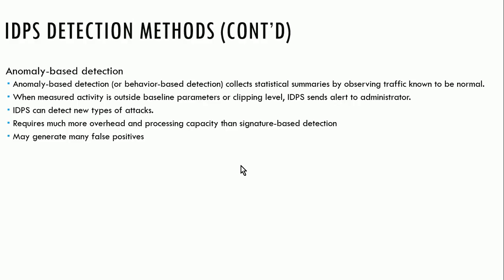So it does require more overhead and processing capacity than signature-based. It's obviously a lot more complicated. And you get false positives. Maybe somebody's just downloading a really large file at that time of the day for some reason.